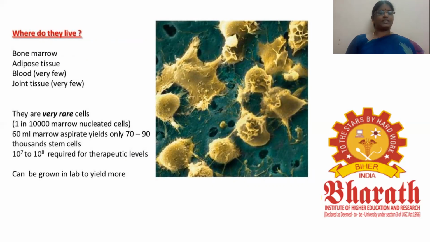So human embryonic stem cells, where do they live? The answer is they can live in bone marrow, adipose tissue, very few in blood, and also very few in joint tissues. They are very rare cells, 1 in 10,000 marrow nucleated cells. A 60 ml marrow aspirate yields only 70 to 90,000 stem cells, and they can be multiplied to 10 power 7 to 10 power 8 cells, which is required for therapeutic levels, and they can be grown in the lab to yield more embryonic stem cells.